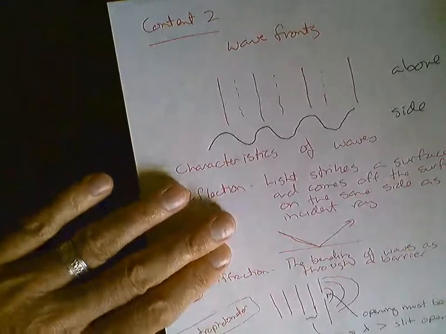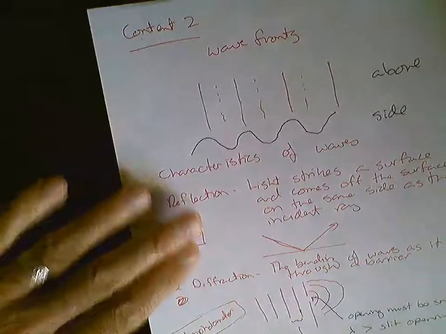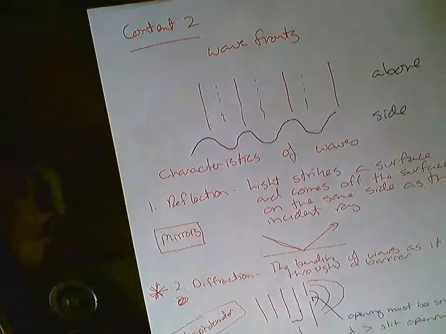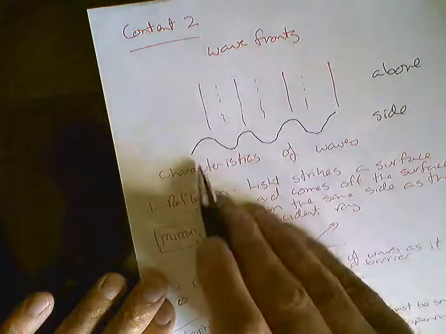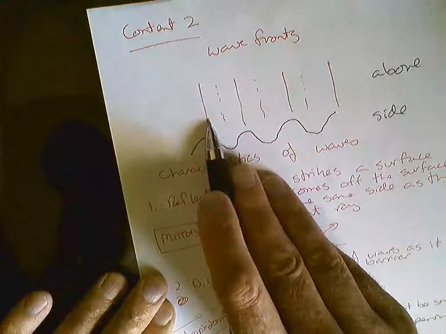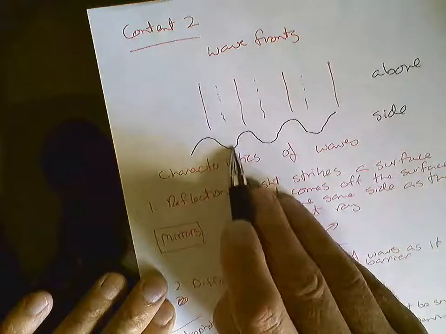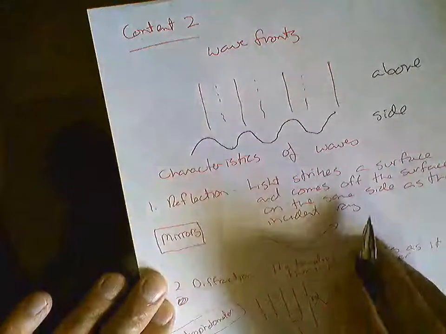Now, one thing you have to do as you get into activity 2, and this is probably the most important thing you can do right now, is to be able to visualize what a wave looks like from above. So if we look at a transverse wave from the side, it looks like this. The crests match up with the solid lines. The troughs match up with the dotted lines.